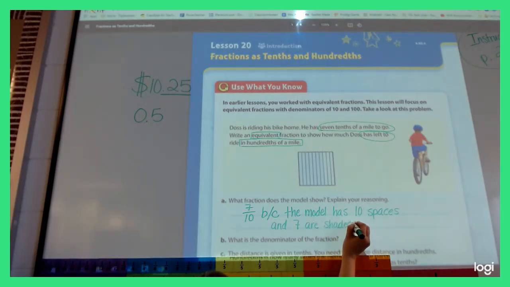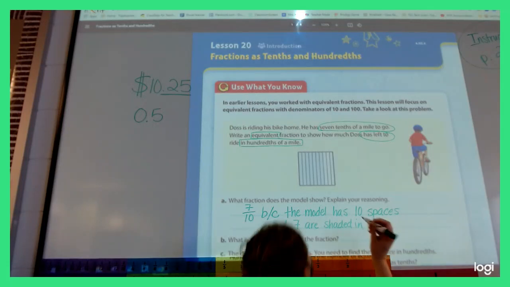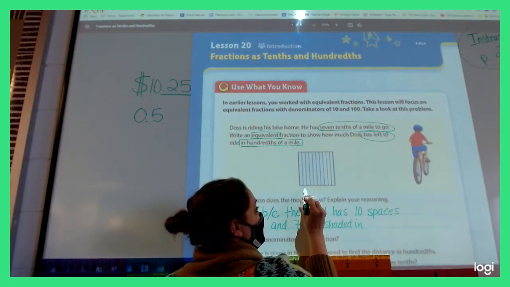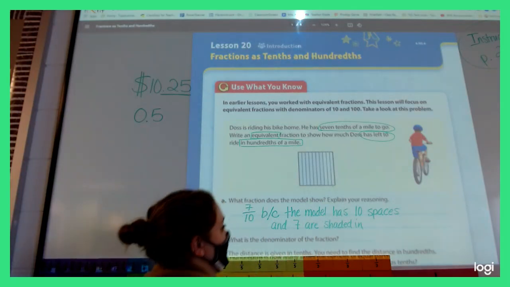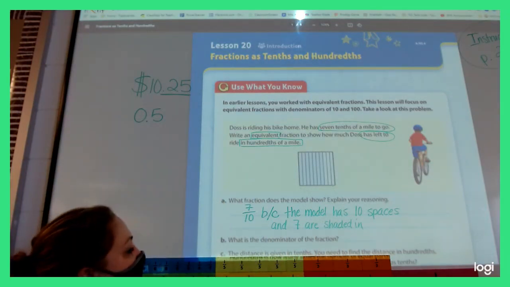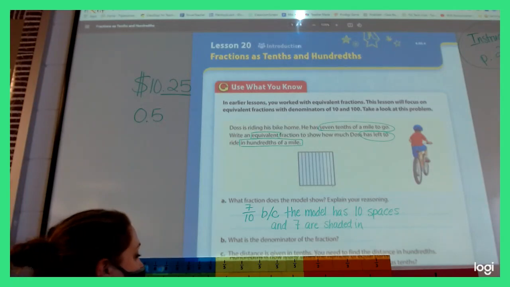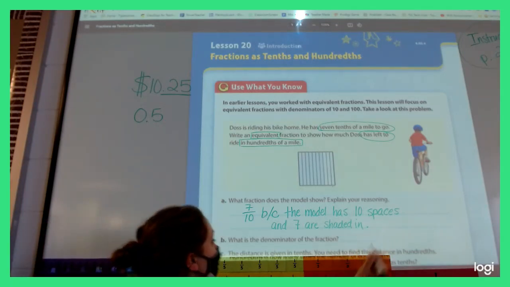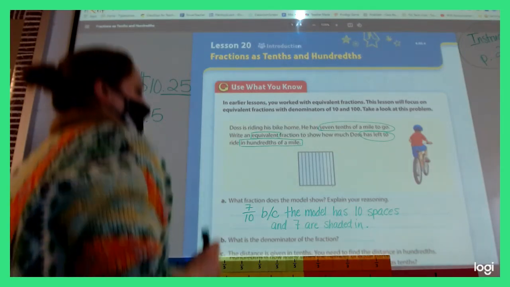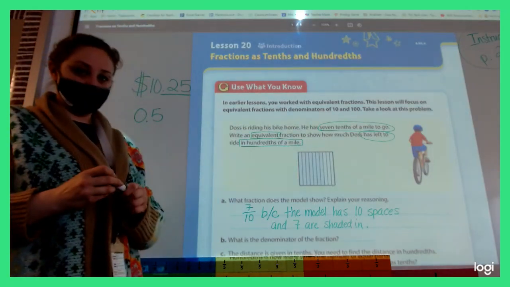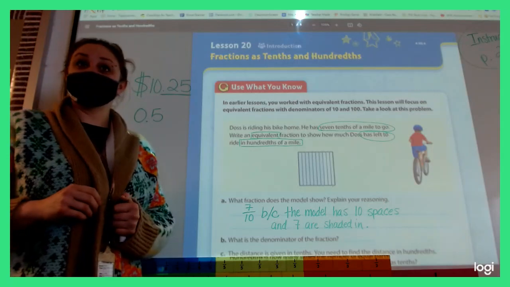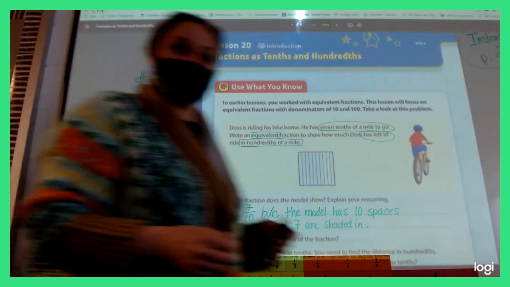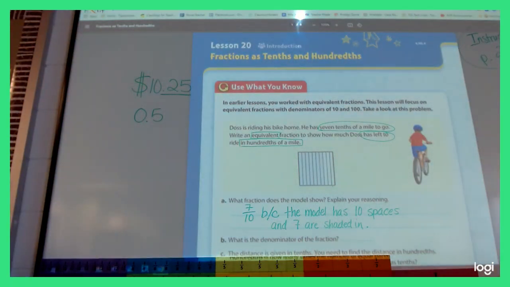What do you mean by 10 spaces? Like if I counted each, 1, 2, 3, 4, 5, 6, 7, 8, 9, 10. All right, before I get too much further ahead, I'm going to let you finish writing and scroll my page up so I can finish writing at the bottom.